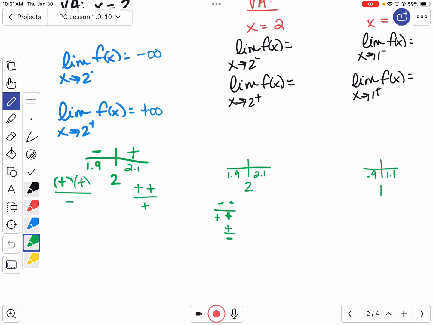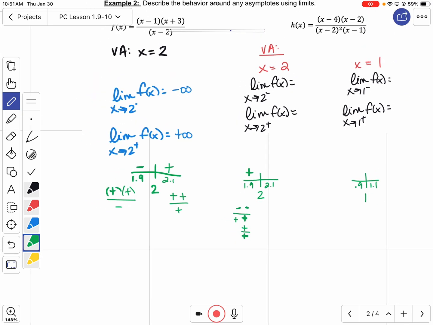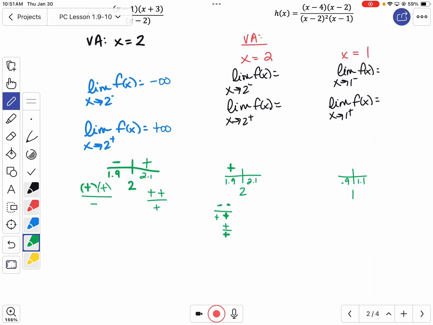Dang it. Thank you. All right, see, math. It's hard. Okay, so a positive divided by a positive, I should get a positive. Let's see if I do better the second time around. All right, here we go.